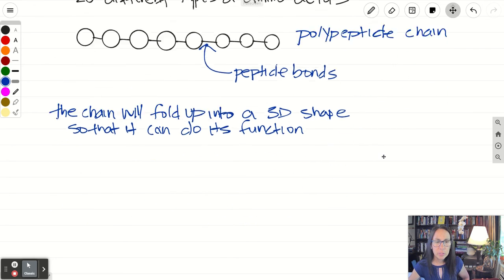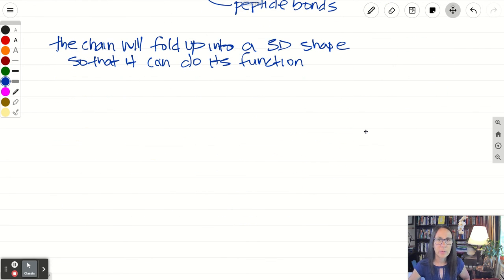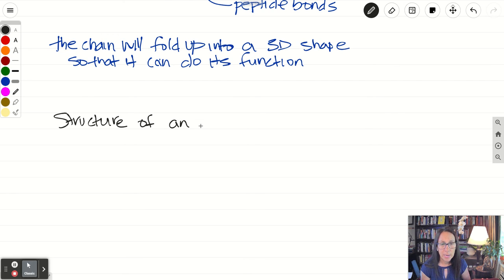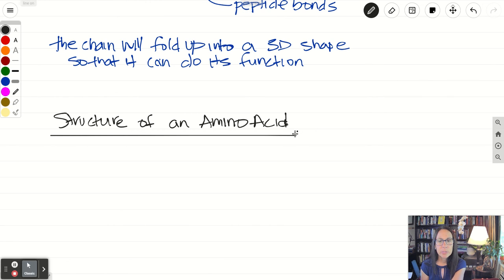So what I want to do for the end of this video is talk about the structure of each amino acid. So, the structure of an amino acid. Each amino acid, we've been just showing them as a little ball so far, but they each have a similar structure.